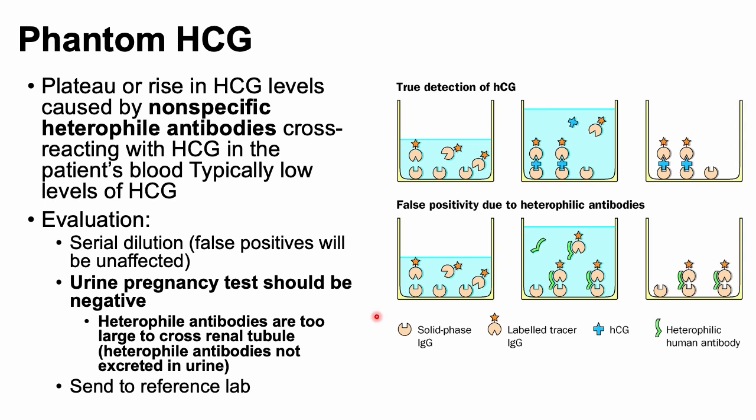So in order to evaluate this, you can do serial dilution in the lab, or ask your lab to do it. But also a urine pregnancy test should be negative. So I would say that's probably your first step. The antibodies are too large to cross the renal tubule, and so they're not excreted in the urine. So think about this too, if you see a low level beta that either isn't responding to chemotherapy as expected, or there's no evidence of disease.